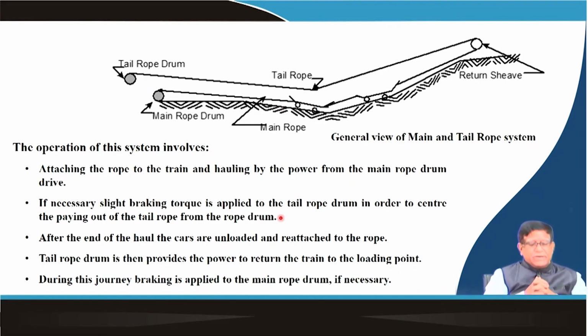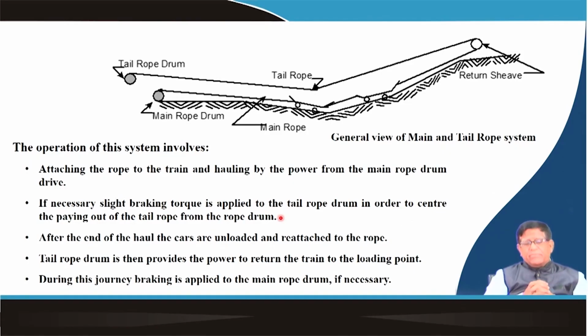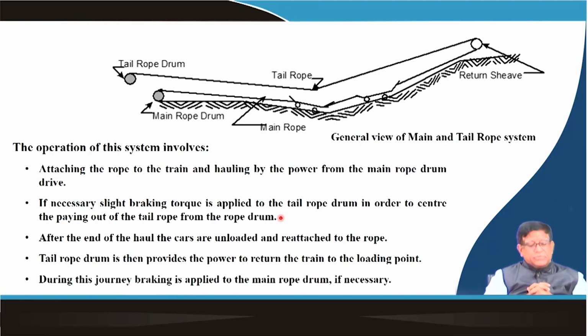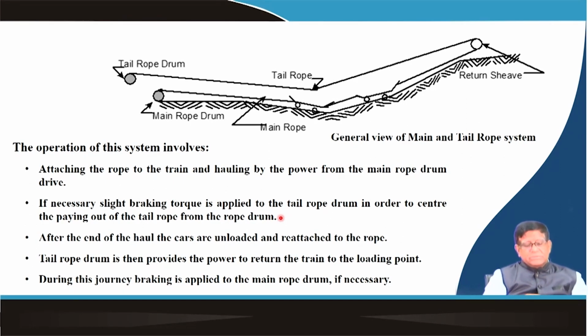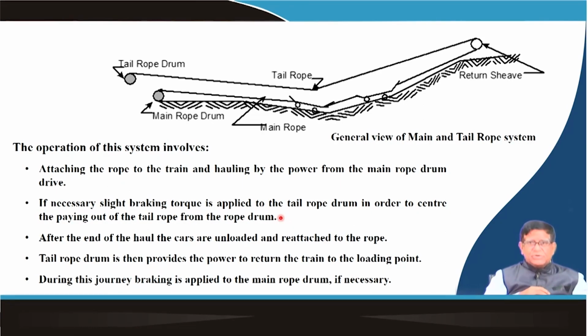Now, what does the operation involve? You attach the rope to the train and haul by power from the main rope drum, and then a slight braking torque is applied to the tail rope drum in order to control the paying out of the tail rope from the rope drum. The operator will have to control these things exactly. Then after the end of the haul, the cars are unloaded and reattached to the rope. That is why, as I said, the manpower required is more, because you will have to attach and detach, and these operations will have to be controlled.